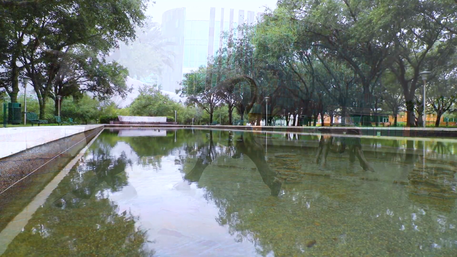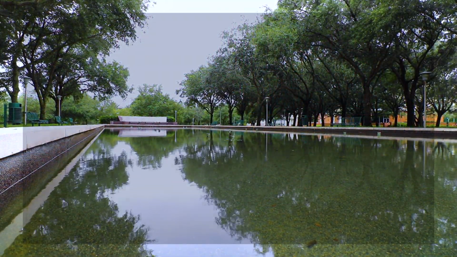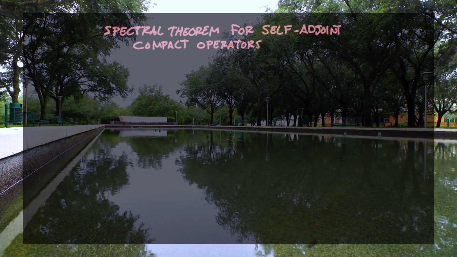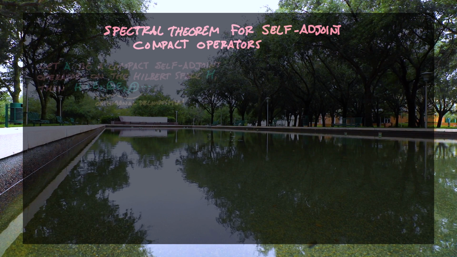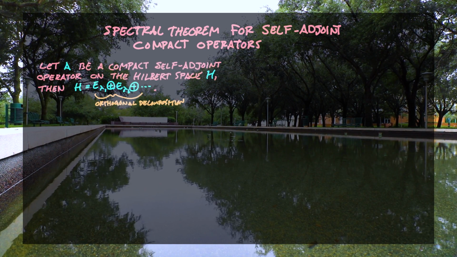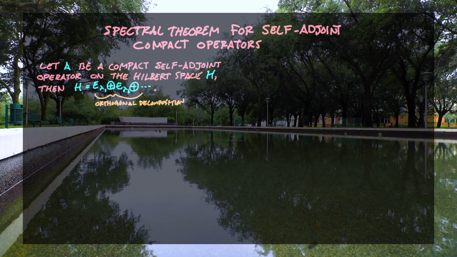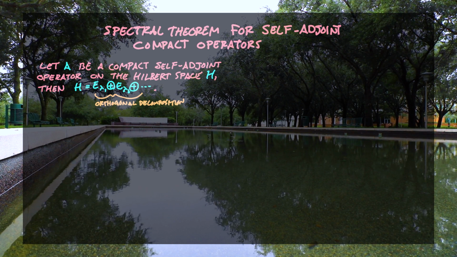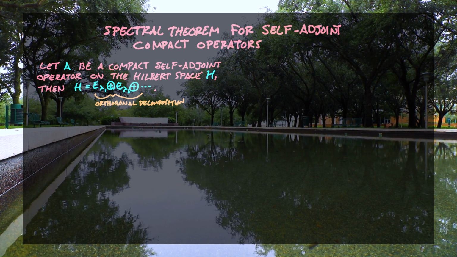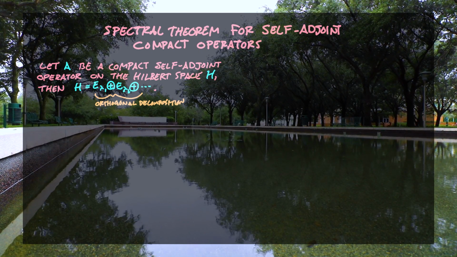So now let's talk about the spectral theorem for compact self-adjoint operators, and let's start with the statement. Let A be a compact self-adjoint operator on the Hilbert space H. Then the family of eigenspaces, say E lambda, where lambda ranges over all eigenvalues, is an orthogonal decomposition of H.